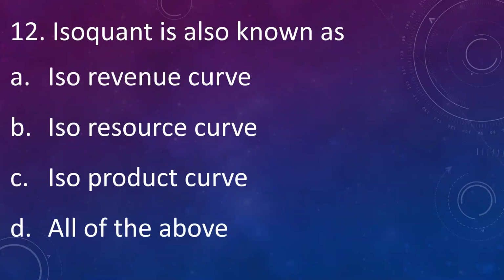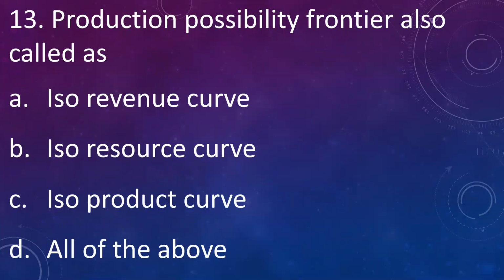And the ISO-cont is also known as A ISO revenue curve, B ISO resource curve, C ISO product curve, D all of the above. Answer is ISO product curve because on the ISO-cont the output level will be constant. So it is called as ISO product curve. And production possibility frontier is also called as A ISO revenue curve, B ISO resource curve, C ISO product curve, D all of the above. Answer is ISO resource curve, that is production possibility frontier or production possibility curve is also called as ISO resource curve because level of input used will be constant.